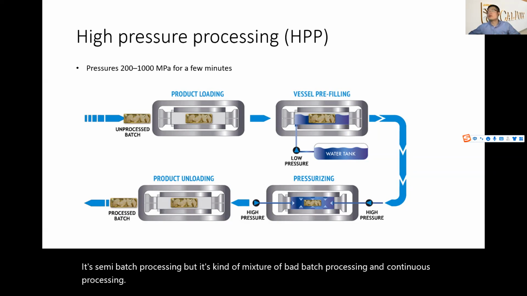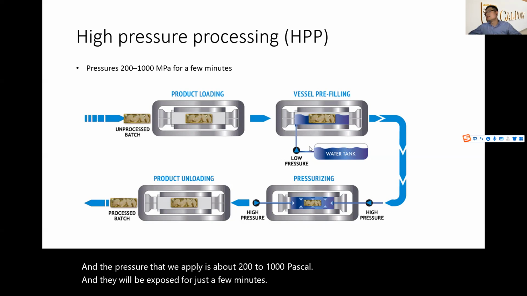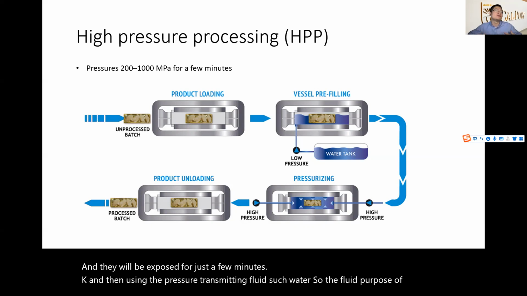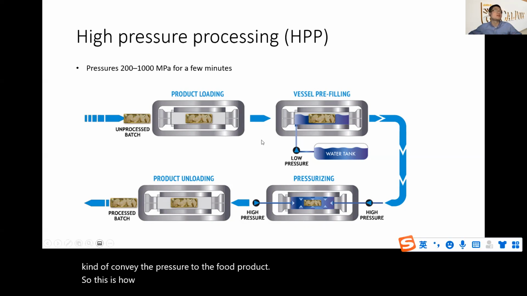And the pressure that we apply is about 200 to 1000 Pascal. And they will be exposed for just a few minutes, okay? And then using the pressure transmitting fluid, such as water. So the purpose of the fluid is just to convey the pressure to the food product. So this is how high pressure processing works.